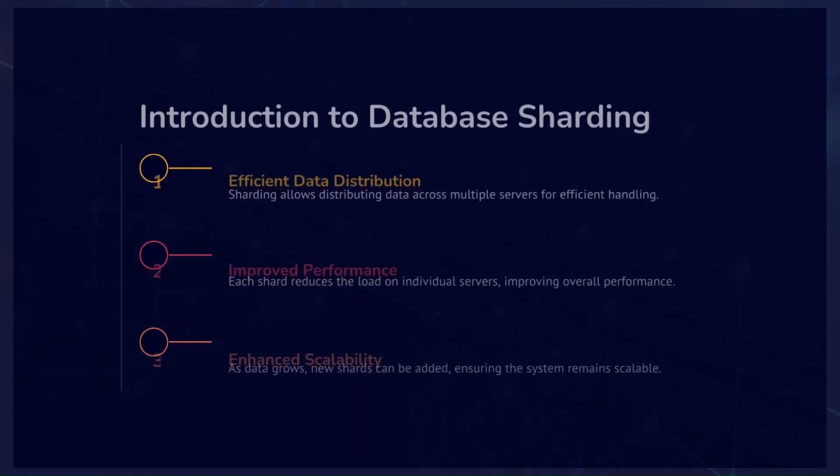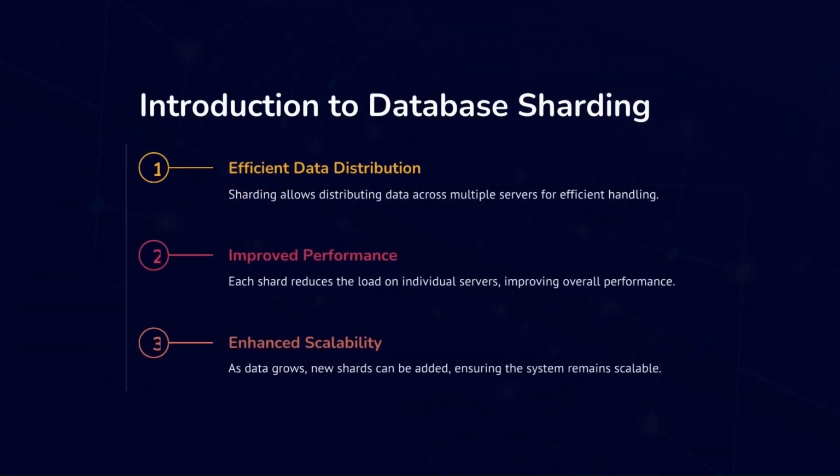First of all, let me introduce database sharding. What does database sharding do? It improves efficient data distribution. Database sharding allows distributing data across multiple servers for efficient handling. Second is improved performance. Each shard reduces the load on individual servers, improving overall performance. And third is enhanced scalability. As data grows, new shards can be added, ensuring the system remains scalable.